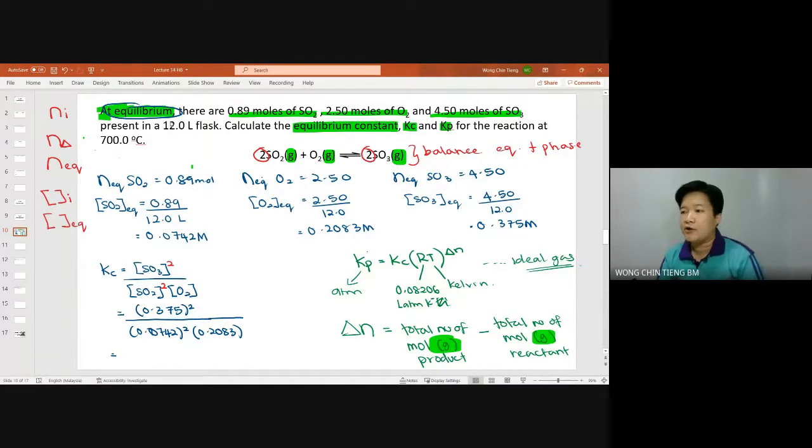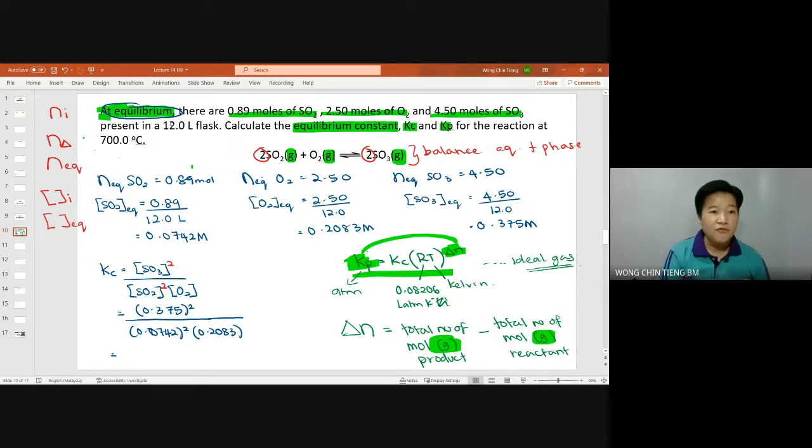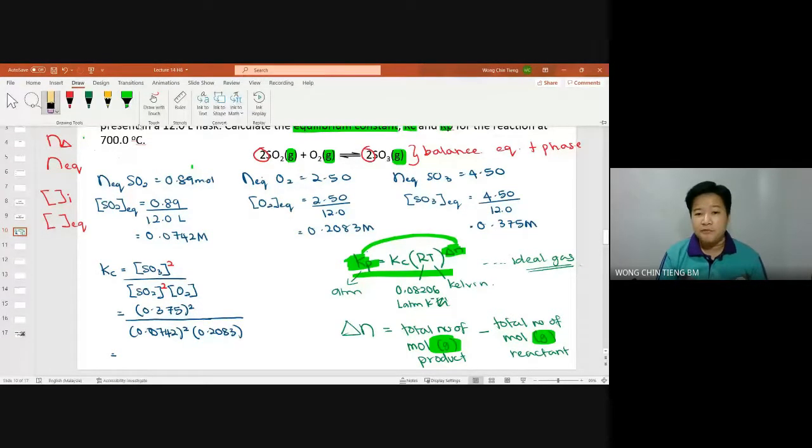Kenapa kita hanya tengok gas walaupun kita ada KC? The main thing of this formula is to change your KC to find KP. And that is the reason why we only take count of your delta N. Because everybody should know KP will only take count of gas. Hanya gas ada partial pressure. Agree? Easy. Okay, so for this formula, quite simple, we'll use it straight away.